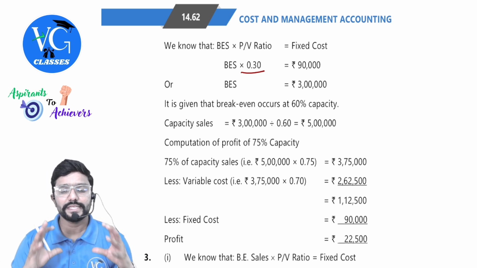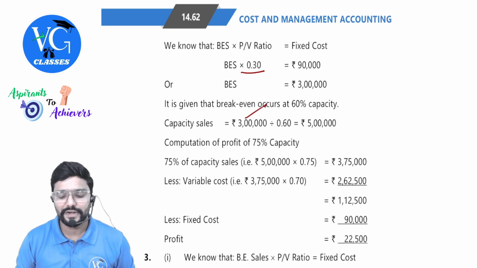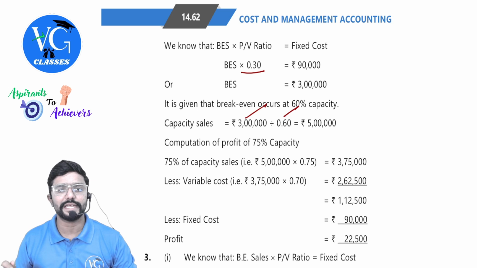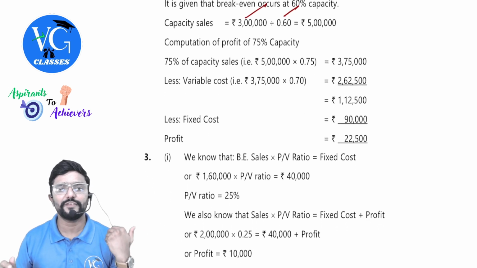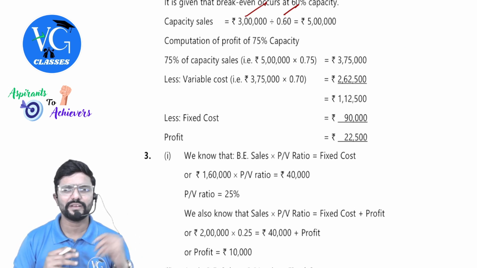It is given that break-even occurs at 60% capacity. That means break-even sales in rupees divided by break-even sales in percentage. Compute the profit at 75% capacity. So at 75%, what would be the sales? 375. Variable cost and all they have reduced.